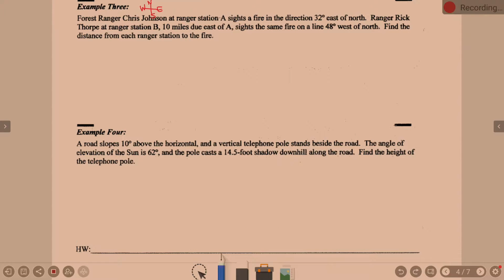Okay, so we got a forest ranger at station A. Fancy, I know. Now, he sights a fire in the direction 32 degrees east of north. So where is north?